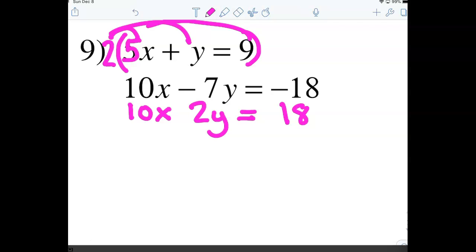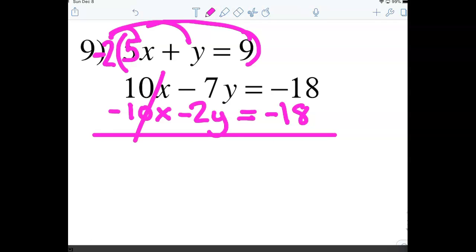And I still have a problem. My problem still is that they're not opposites. So now I'm going to make sure that I multiplied by a negative and change all of my signs. So now I'm going to go through and cancel. I'm going to get negative 9y equals negative 36. And from here, you can do it. I promise you, you can.